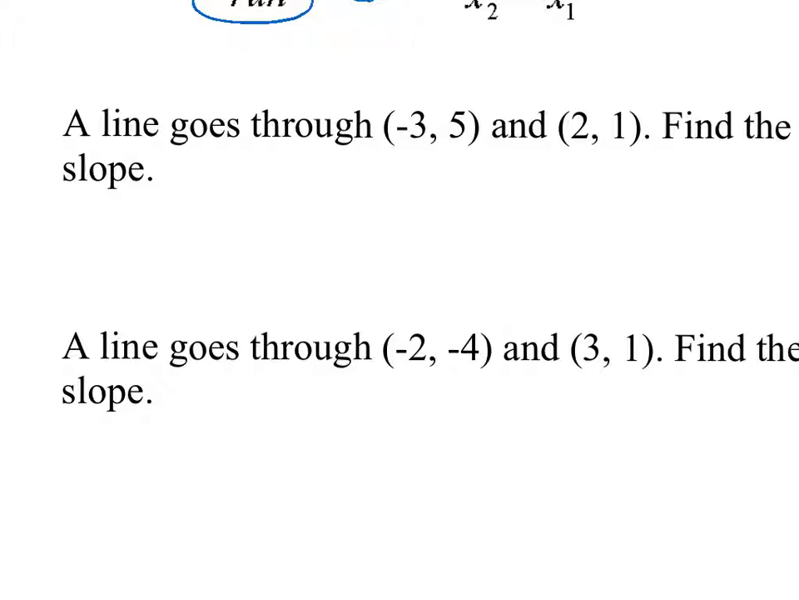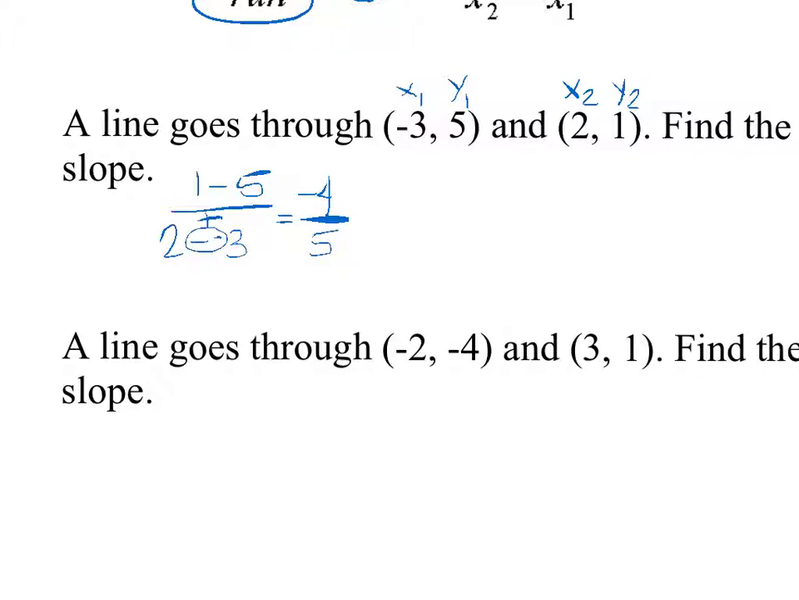So here's the idea of this problem. It says a line goes through the point -3, 5, and 2, 1, and you're supposed to find the slope. So you have a point, and you have another point, and we're supposed to find the slope. Now, you could do the subtraction fraction, which would be the second y value minus the first y value. So we have 1 minus 5 over the second x value minus the first x value, so that would be 2 minus -3. And so we have 1 minus 5 is -4, and then this would be 2 plus 3, which would be 5. So the slope is -4/5.